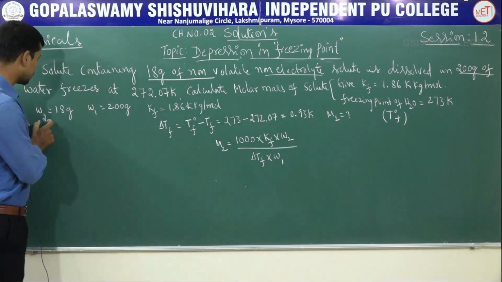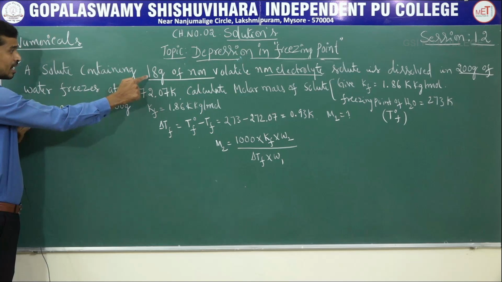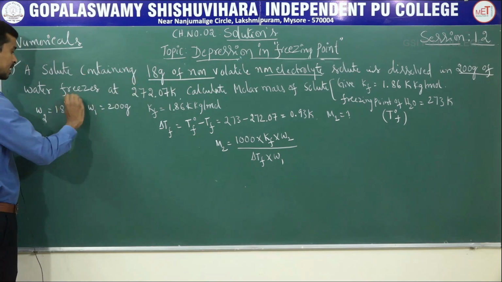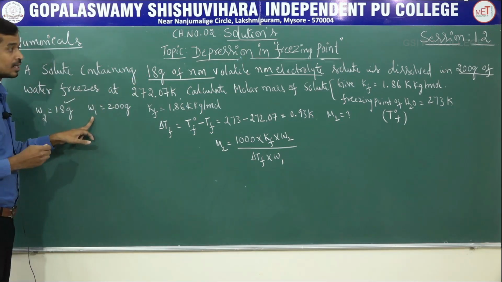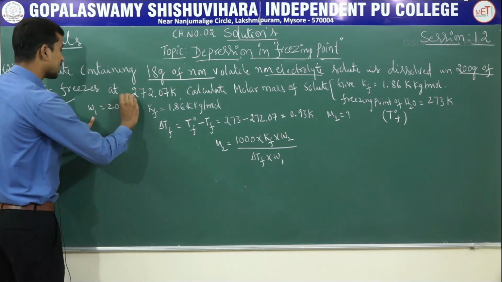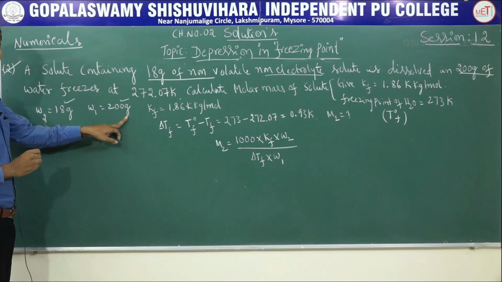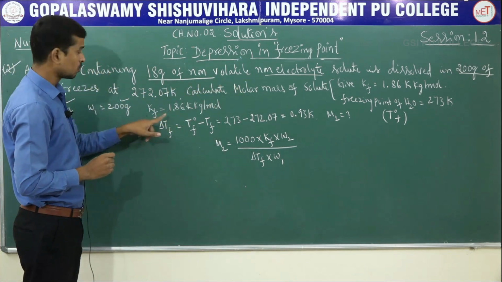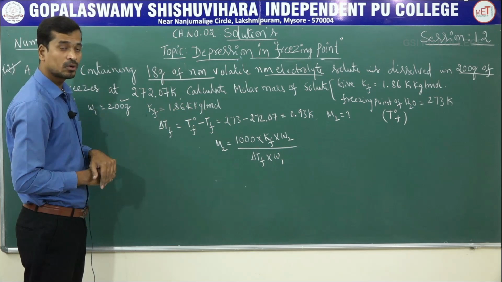The given value W2 indicates what? Mass of the non-volatile solute is 18 gram. Clear? W1 indicates what? Mass of the solvent, water, how many grams? 200 grams. W1 is equal to 200 gram. Kf value for water is given as 1.86 Kelvin kg per mole.